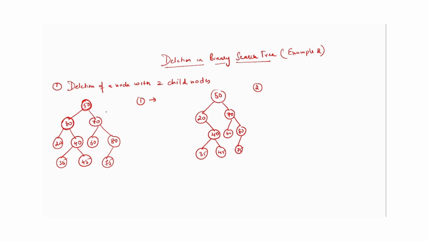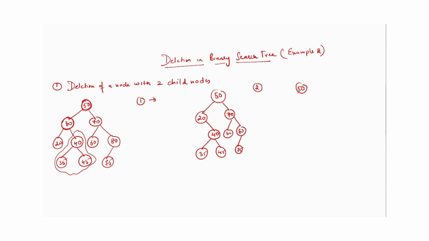In case 2, I want to delete 30. In the first case I replaced it with the largest element of the left subtree. But I can also do one thing. In case 2, I can replace 30 with the smallest element of the right subtree. What is the smallest element of the right subtree, guys? The smallest element of the right subtree is 35.